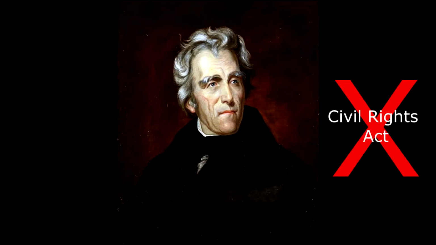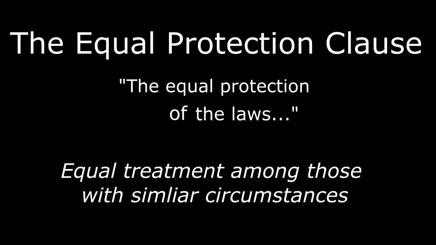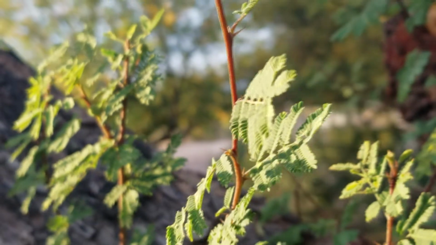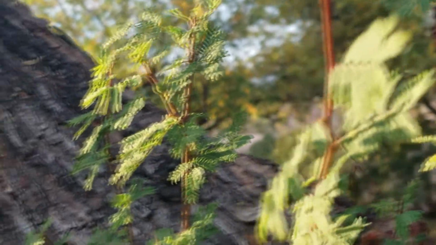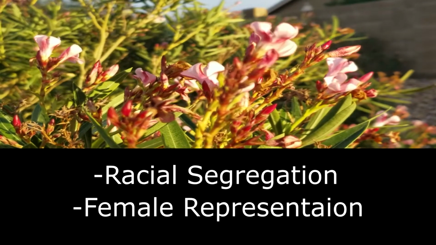The origin of the Equal Protection Clause can be traced back to 1866, when Andrew Johnson vetoed the Civil Rights Act. In response, Congress drafted the 14th Amendment. The 14th Amendment defines citizenship, while the Equal Protection Clause provides all citizens the equal protection of the laws, or equal treatment among those with similar circumstances. The Equal Protection Clause, as it relates to education, has evolved in both meaning and impact since its conception, impacting issues from racial segregation to opportunities for female students.